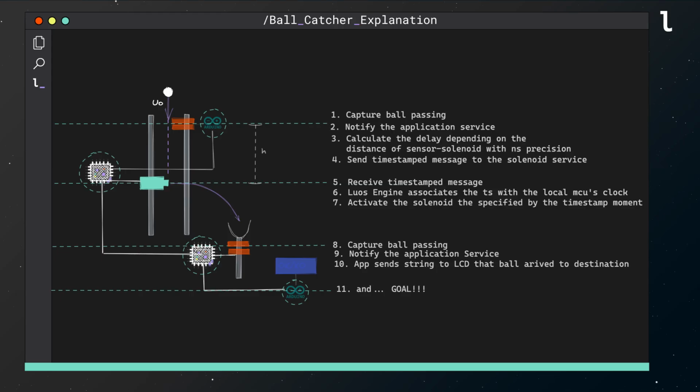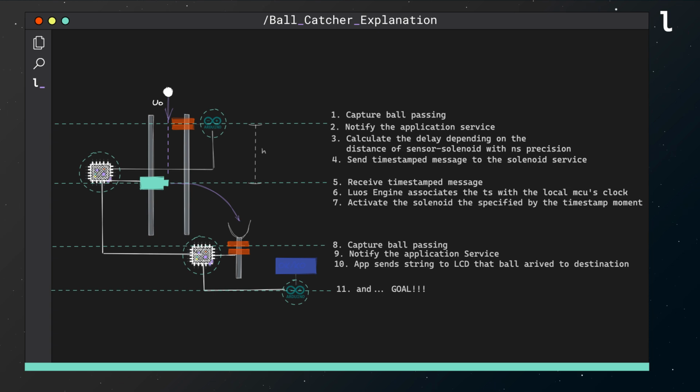My application will take the value of the 2 sensors every time. When the ball passes through the first sensor, we will send a timestamp message to the solenoid in order to activate it in a specific time in the future. With some calculations depending on the distance between the solenoid and the sensor, I found that I need to activate the solenoid 60 milliseconds after the ball passes.